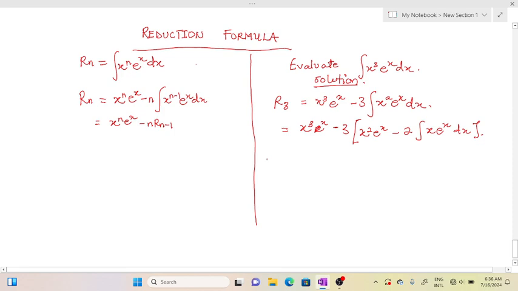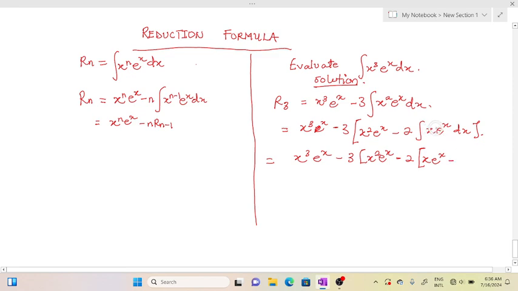So this is a pattern. It repeats itself until you exhaust the power of x. So x to the power 3 e to the power x, minus 3, then the expression goes x squared e to the power x, minus 2 times, then you open your bracket once again. So now it's x e to the power x, meaning the power of x is 1. So what it says is you repeat this, x to the power x, then minus, you reduce the power of x by 1.